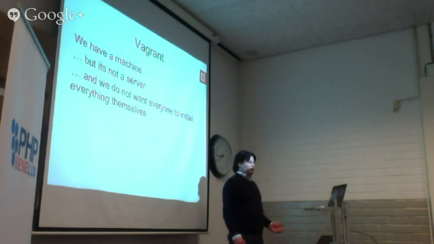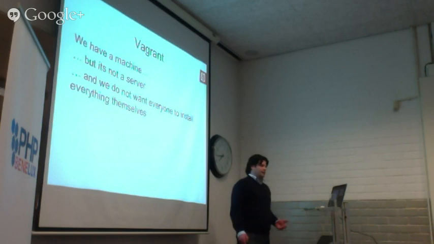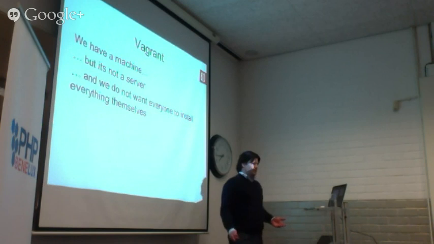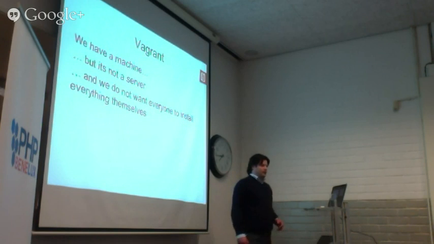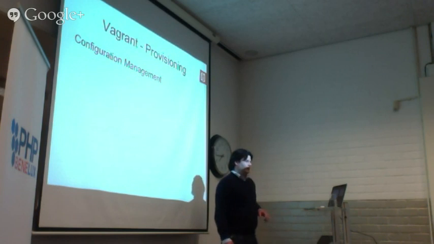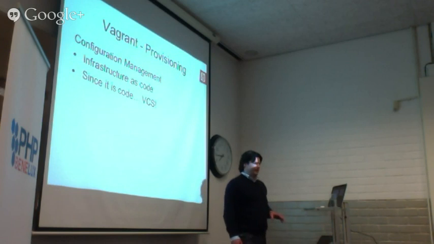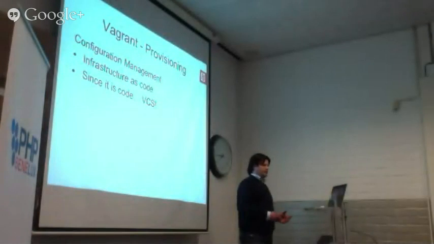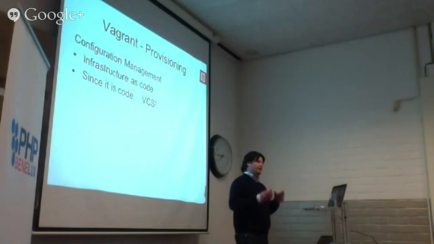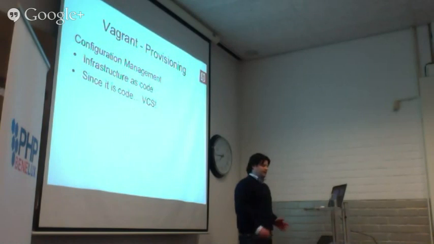And if it's not a server, we certainly do not want everyone to install everything themselves. I mean, that kind of defeats the purpose. So afterwards, you can get into provisioning. That's the next step. Provisioning is actually your configuration management of your stack. It allows you to use your infrastructure as code. You can define your infrastructure in code. And since it's in code, you can commit it to your version control system again, which makes it really reusable because, again, it's inside your project. Once you check out your project from your version control, you've got everything you ever want to need.